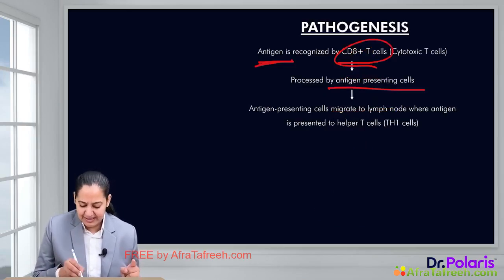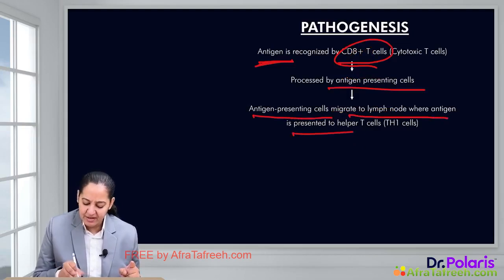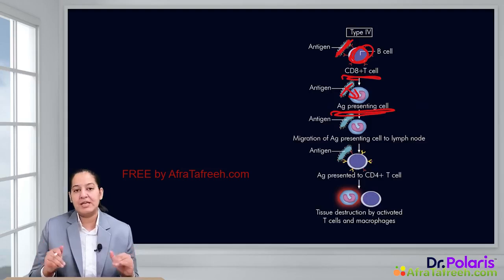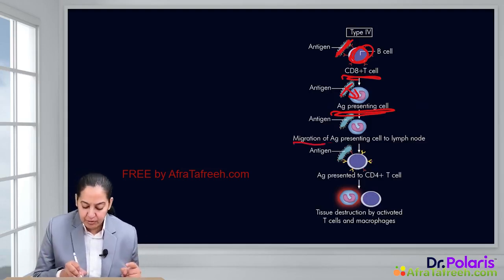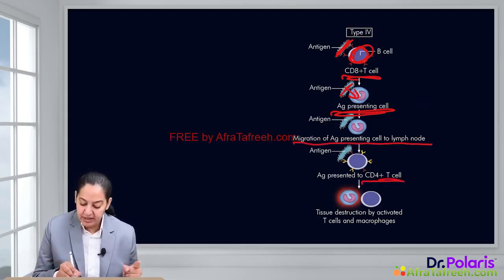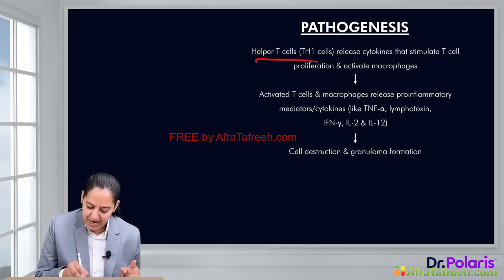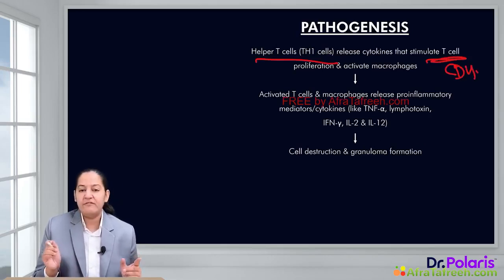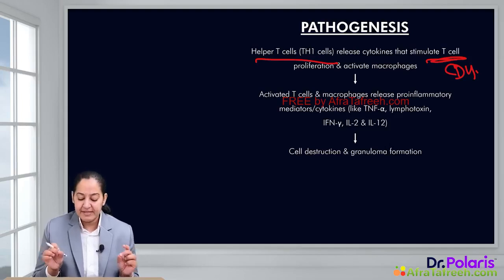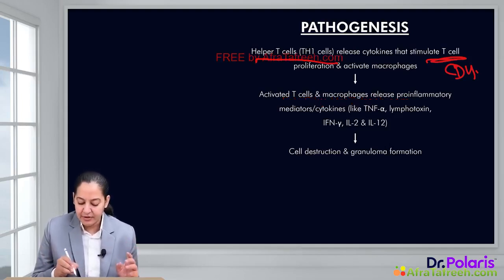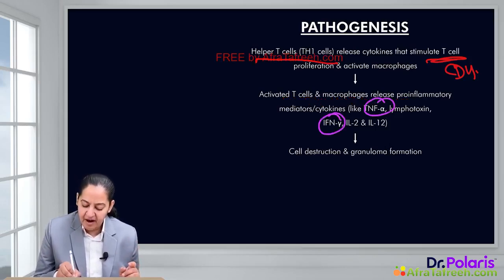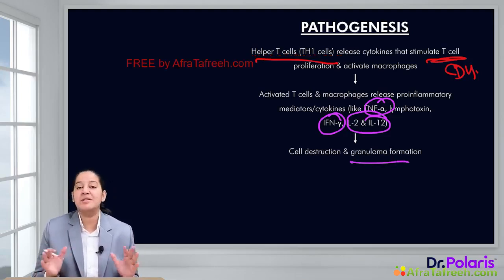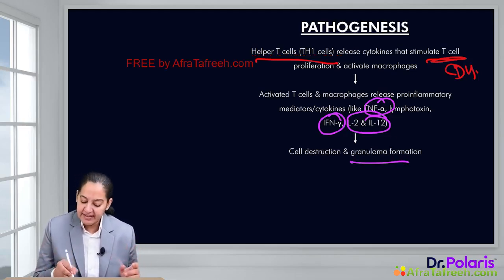So the antigen presenting cell migrates to the lymph node where the antigen is presented to the helper cells. This antigen presenting cell takes the antigen, degrades it, processes it, presents it on the surface and migrates to the lymph node. In the lymph node, it is exposed to CD4 T cells. First, helper T cells will secrete certain cytokines and stimulate CD4 T cells. Now the CD4 T cells are the main cell. They will secrete certain cytokines. The most important cytokines here are interferon gamma, TNF alpha, interleukin 2 and interleukin 12. That will result in granuloma formation, which is typical in this type of hypersensitivity and is the end result here.